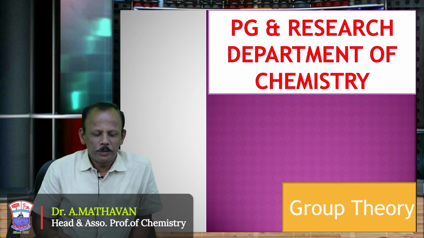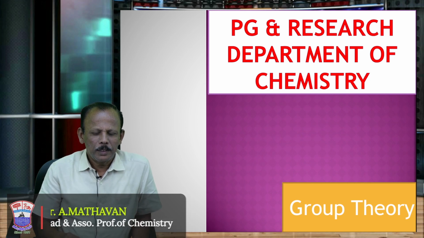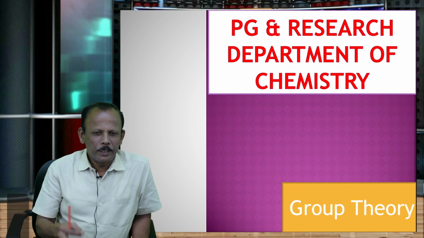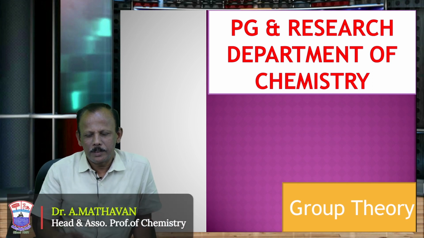Today I am going to discuss representation in group theory. So first of all, what is a group? A group is a collection of elements. In the case of a molecule, the elements are represented as symmetry elements on the basis of structure. Every molecule has a number of symmetry elements. What are the symmetry elements?